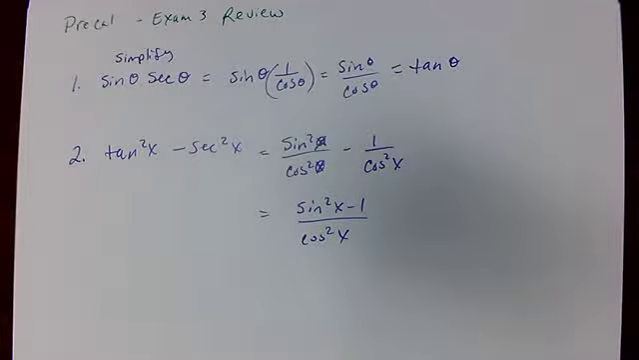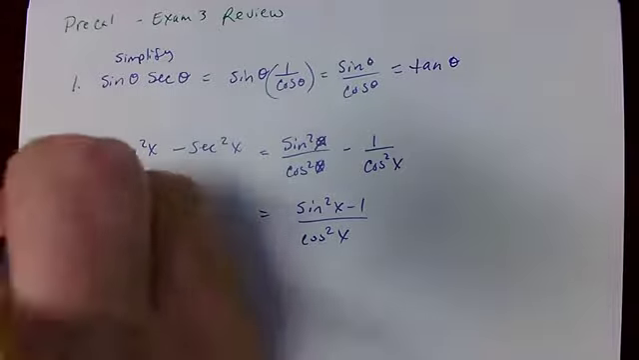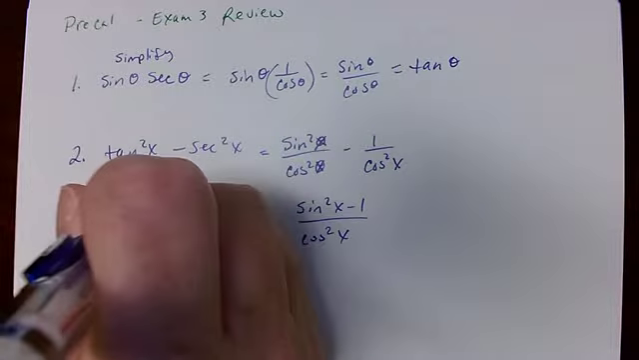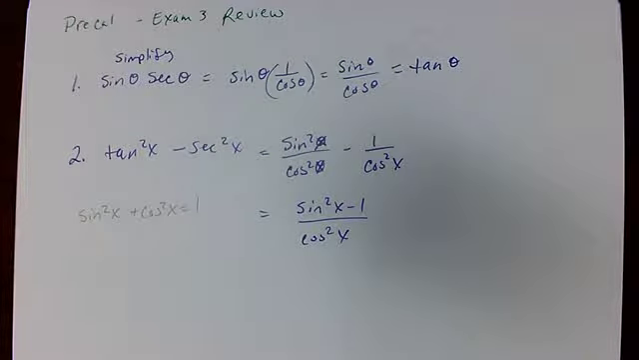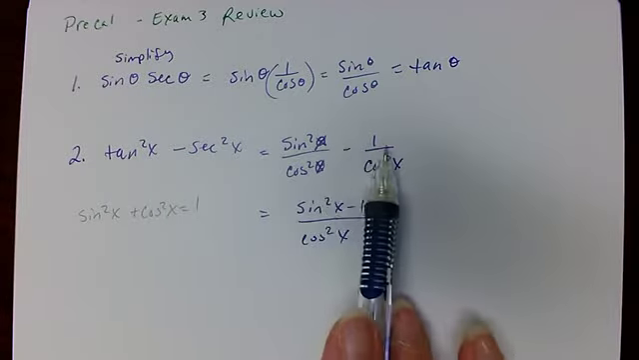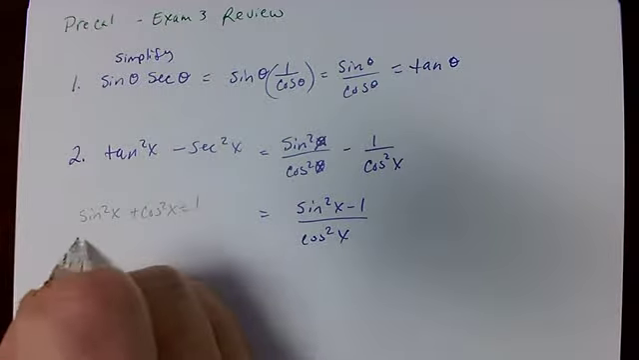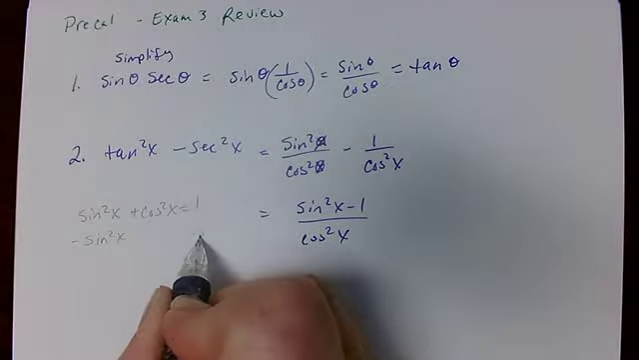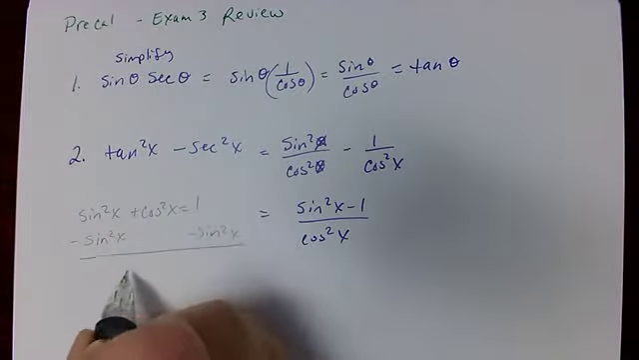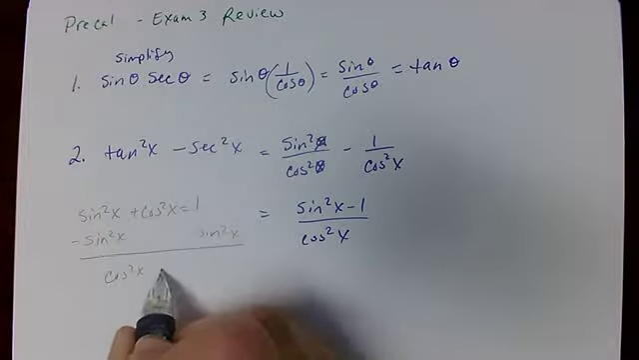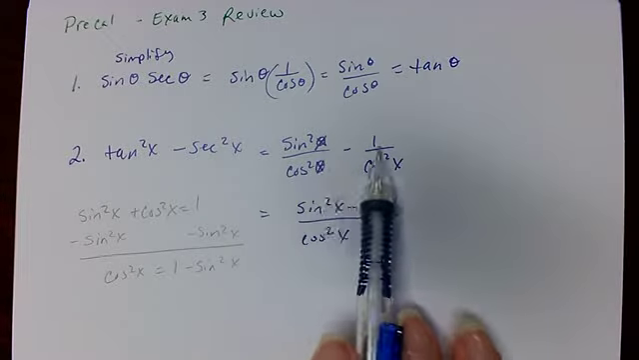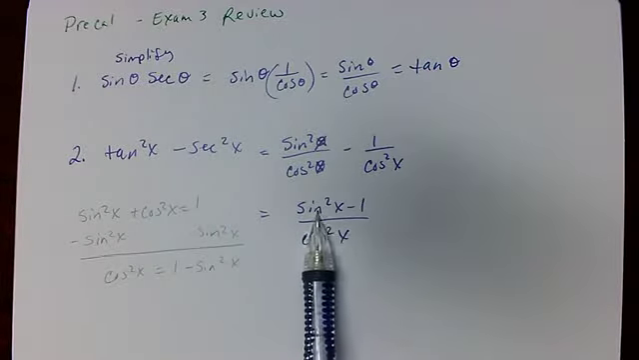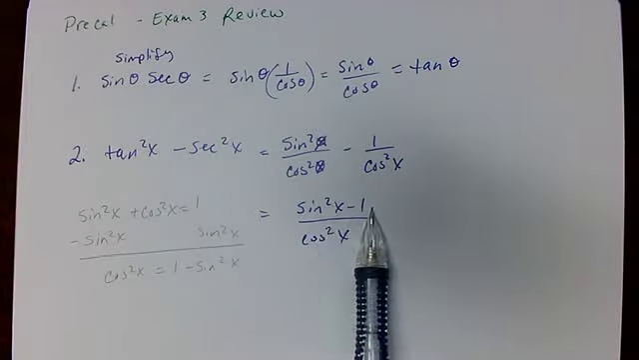But normally, with my Pythagorean identity, I have sine squared x plus cosine squared x is equal to 1. And if I want to solve for where I'm solving with sine squared and 1, I would normally subtract my sine squared x over, and that would leave me with cosine squared x is equal to 1 minus sine squared x. But I notice that my signs are different on this over here. I've got sine squared x minus 1 instead of 1 minus sine squared x.